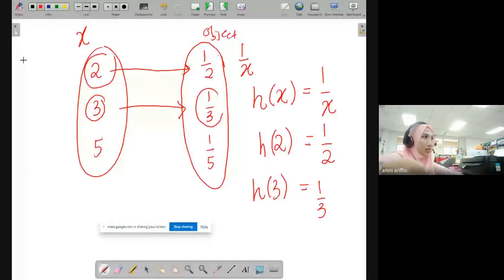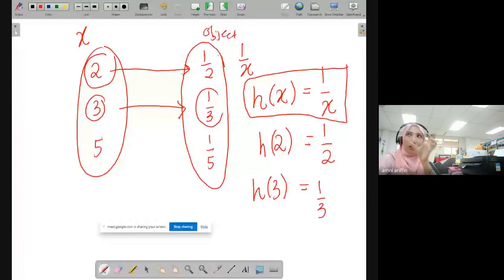So ini, dia punya persamaan. Okay, this is dia punya equation. You use this equation to find the value of object and dia punya image.